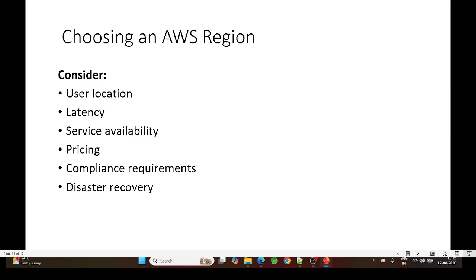Let us see how to choose the AWS region. While selecting the region, you don't simply choose the closest location. We should consider several factors. First, its latency. We should also check whether the AWS services we need are available in that region. Pricing can differ between the regions. Compliance and data residency requirements can also influence our decision.